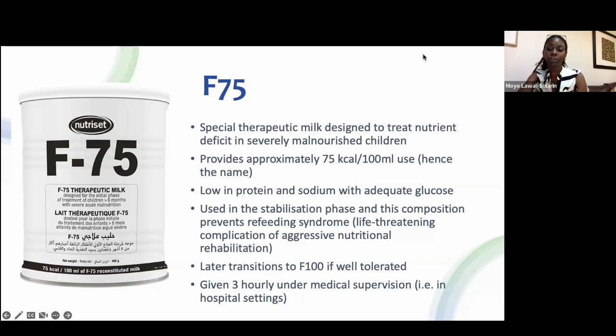So it's technically like any other medication we would prescribe. It's only given in a hospital setting. We don't give this as an outpatient. And it's given every 3 hours. It's written on a script, and we should be giving it every 3 hours, like a drug. So that's the F75.